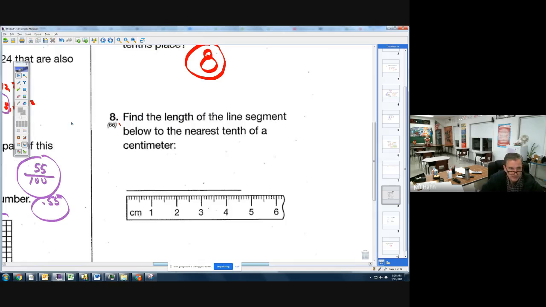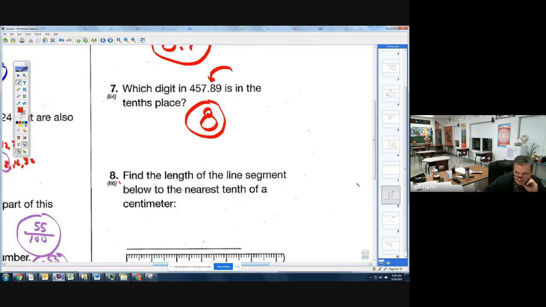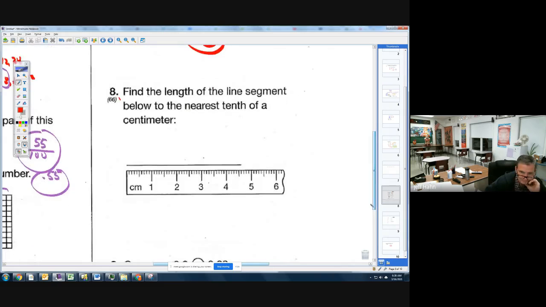Problem number 8 says, find the length of the line to the nearest tenth of a centimeter. Centimeter, ladies and gentlemen. So here's again how that works. It is 4 whole centimeters, so you have to have the whole number. And then remember, each line after is a millimeter, but in centimeters, that's whatever decimal. You put the decimal, and then you just count the number of tick marks after 4.